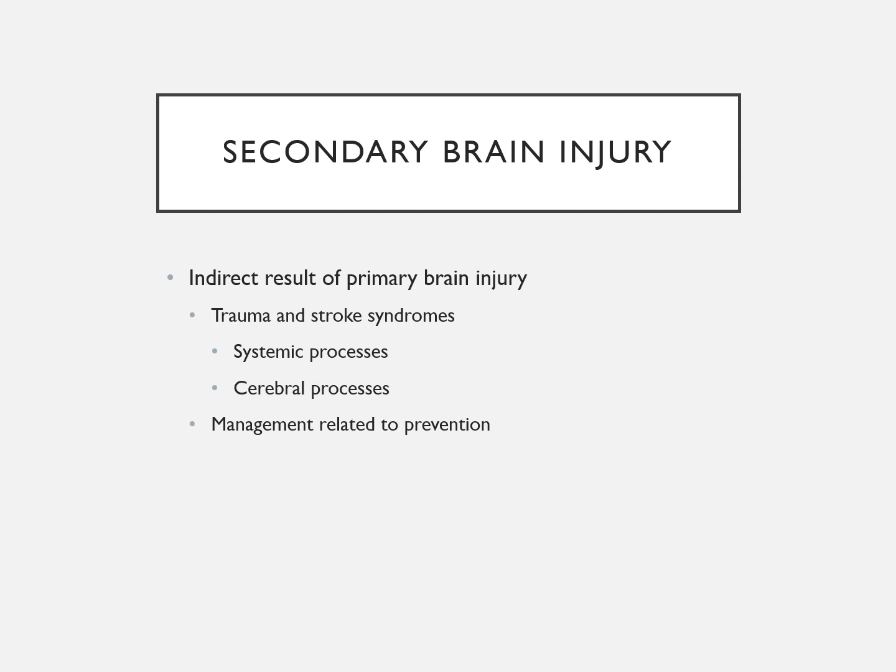A secondary brain injury is an indirect result of a primary brain injury, and this is trauma and stroke syndromes, and it can be systemic or cerebral processes. Management is related to prevention.